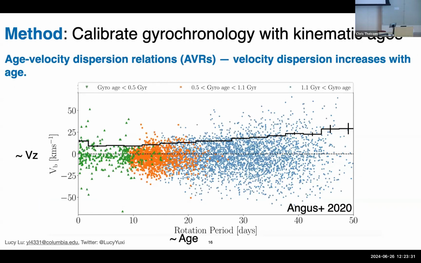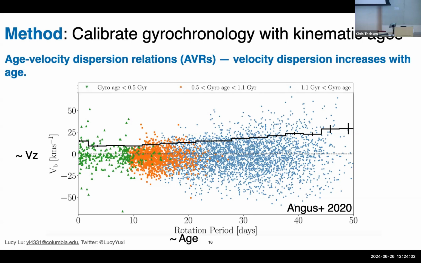In particular, what we're using is the age-velocity dispersion relation, in which the velocity dispersion increases with age. Here's a proof of concept taken from Angus 2020. On the x-axis is rotation period, which is a proxy for age because stars spin down over time. On the y-axis is Kepler vb measurements, which is a proxy for vertical velocity. As you increase in rotation period, which means increasing in age, you see this increase in velocity dispersion. So that's what we expect.